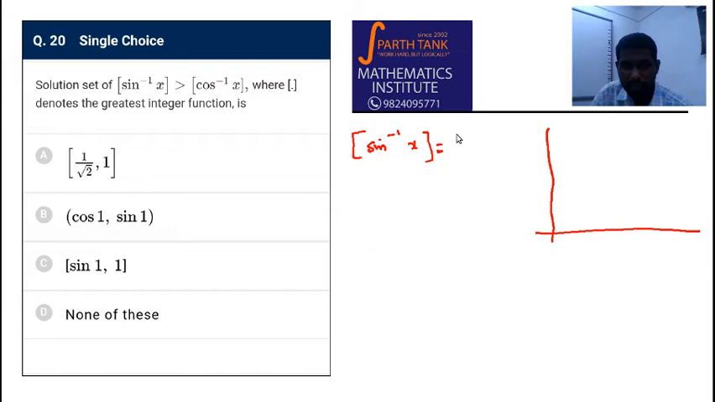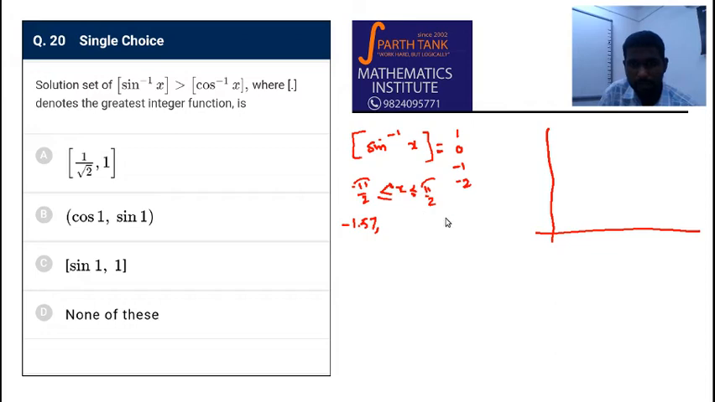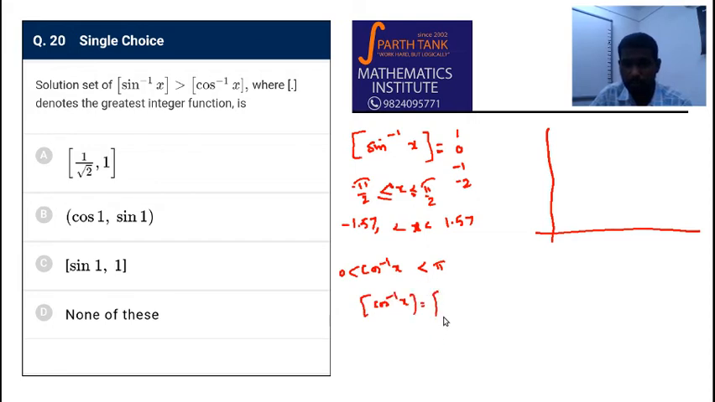sine inverse of x can take values 1, 0, -1 or -2. How come? Because you know that sine inverse of x is from -π/2 to π/2, and this is like -1.57 to 1.57 roughly. So therefore all the integers that can come are 1, 0, -1 and -2. Same way cos inverse of x is from 0 to pi. Therefore box of cos inverse of x, if you know that pi is 3.14, can be 3, 2, 1 or 0.